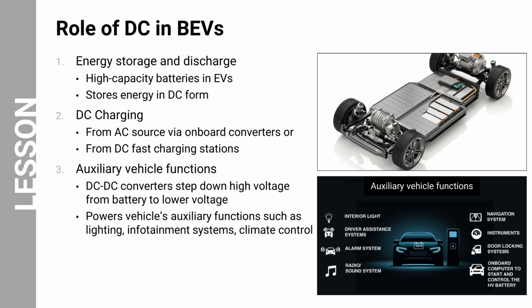DC plays an important role in electric vehicles primarily in three aspects: energy storage and discharge, charging, and powering auxiliary vehicle functions. Let us take a closer look at these aspects. Firstly, DC is utilized for storing energy in high-capacity batteries within EVs, allowing for efficient energy storage and discharge during operation. Secondly, DC charging is facilitated either from an AC source via onboard converters or directly from DC fast charging stations, enabling quick and convenient recharging of BEV batteries.